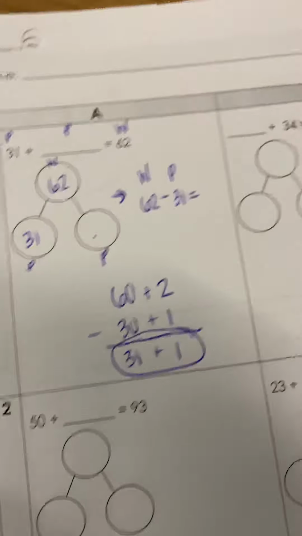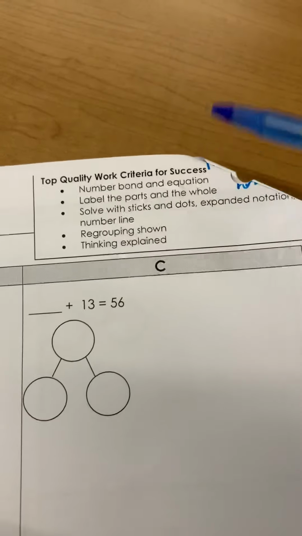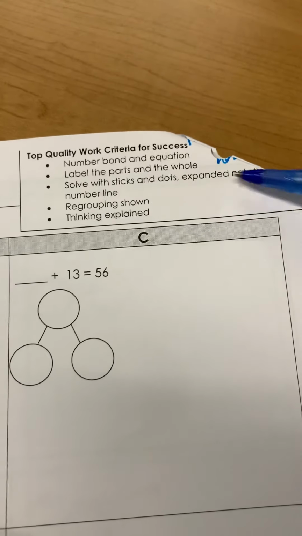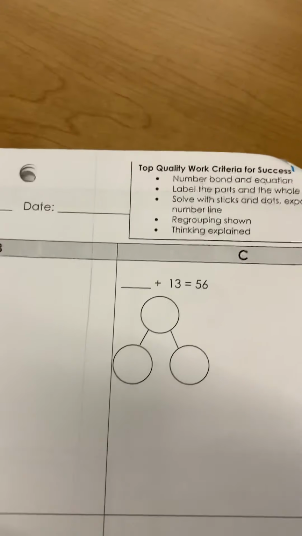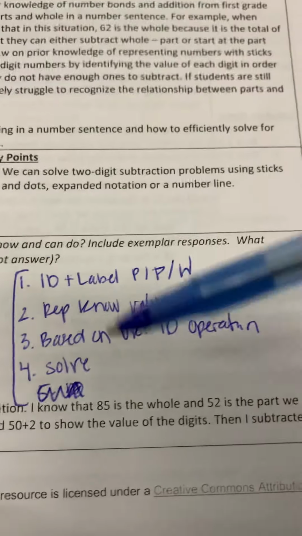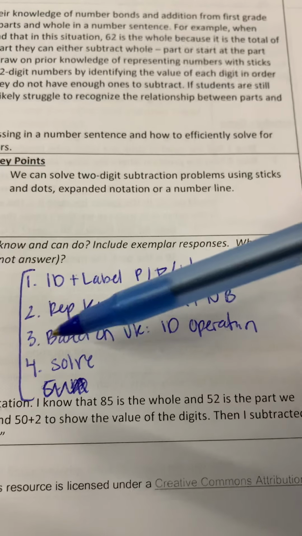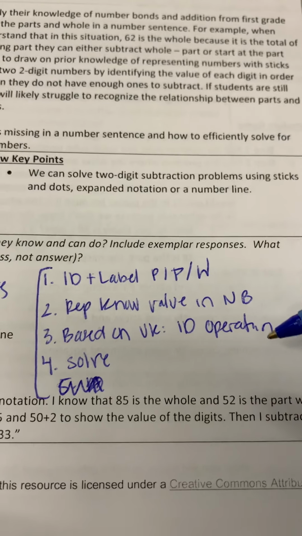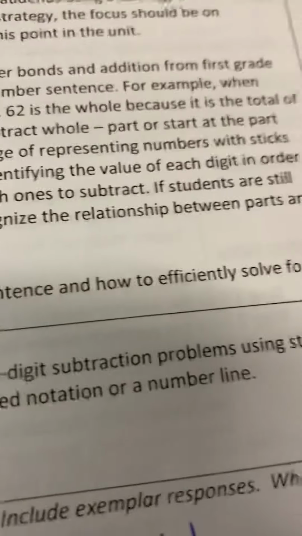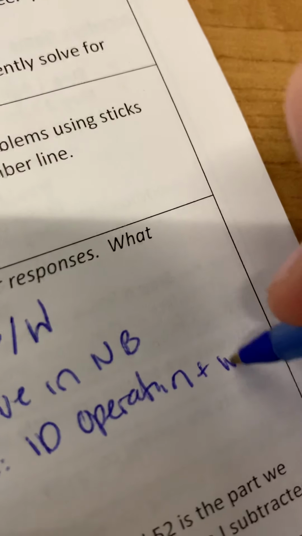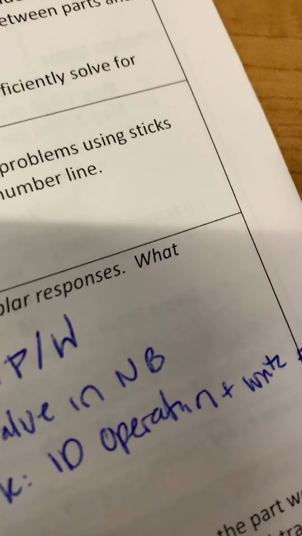But today, if you've done that: number bond, equation, label the parts and the whole, solve with 6 and dots, regrouping shown, thinking explained. This is not far off, and this one is better. Label part, whole, represent the known value in the number bond, based on the unknown, identify the operation. And I would say, and write EQ. Great, have fun.